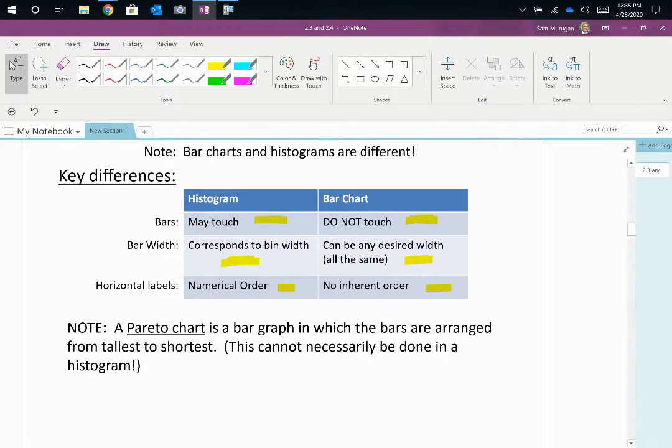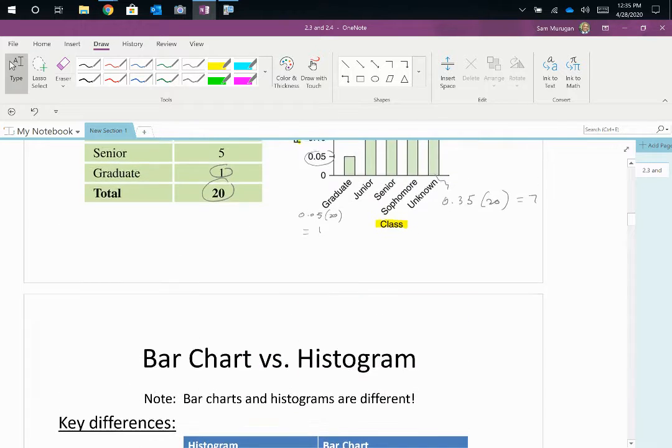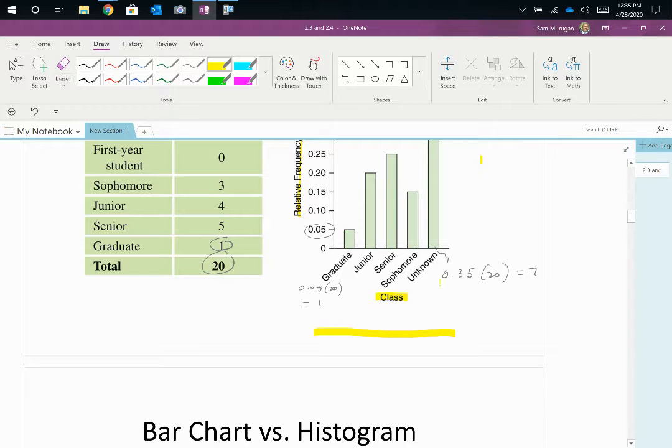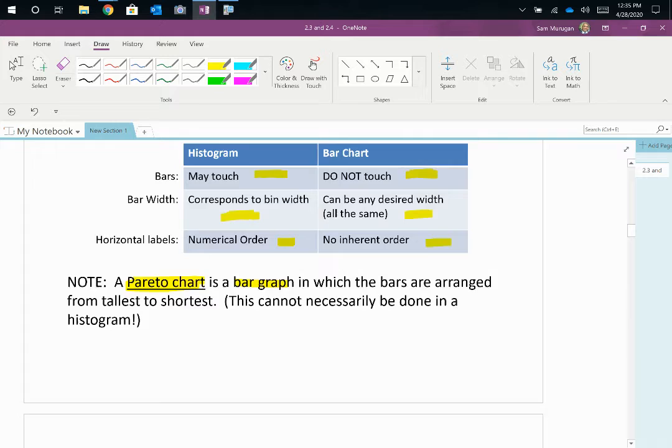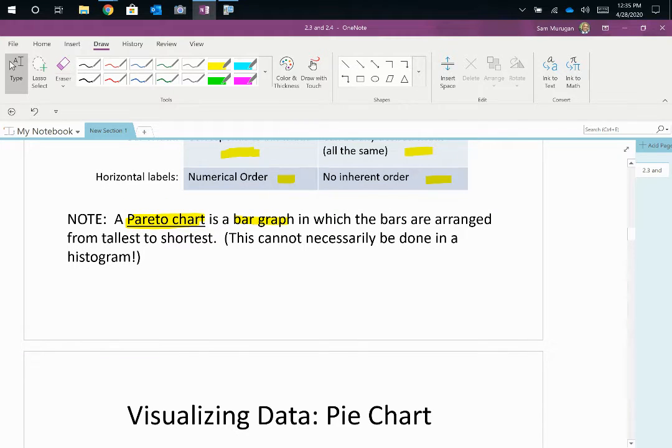Now, that brings me to a definition of a Pareto chart. A Pareto chart is a bar chart in which bars are arranged from tallest to shortest. This cannot necessarily be done with a histogram. So if I were to take the data on this bar chart and put it from the tallest to the shortest set of data, then I would have a Pareto chart, okay? Arranged from tallest to shortest, not the other way around.